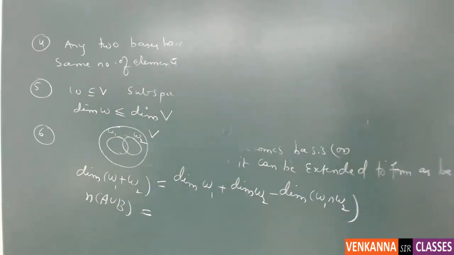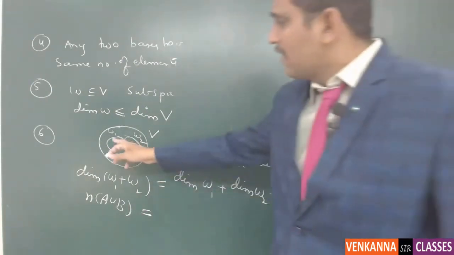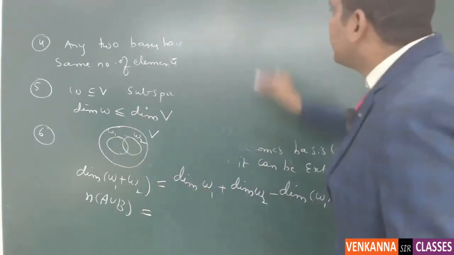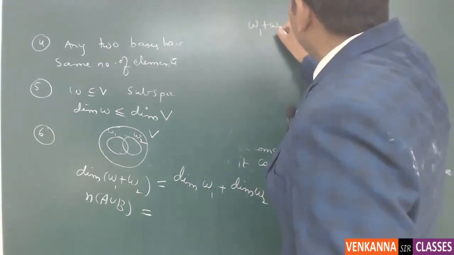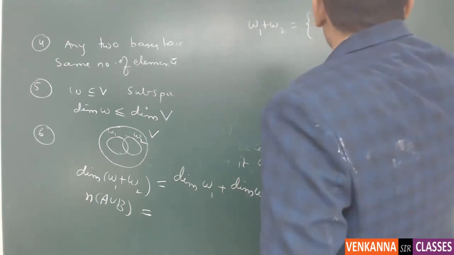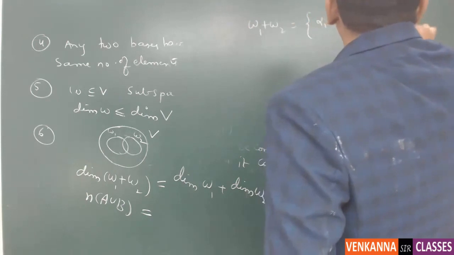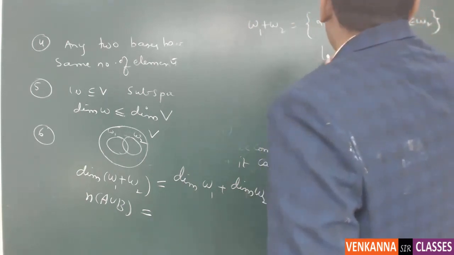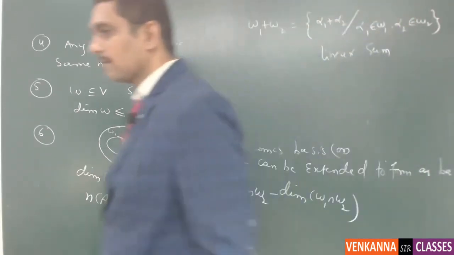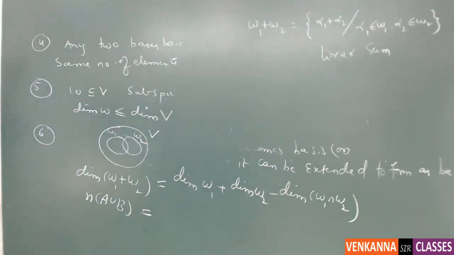How do we define the sum of the subspaces? Whenever you take two subspaces in V, the sum is defined by the set of all alpha 1 plus alpha 2 such that alpha 1 belongs to W1, alpha 2 belongs to W2. It is called the linear sum of subspaces. Our discussion is confined to the sum of two subspaces only, not for 3, 4, etc. However, in that case also we define the sum in the same manner.